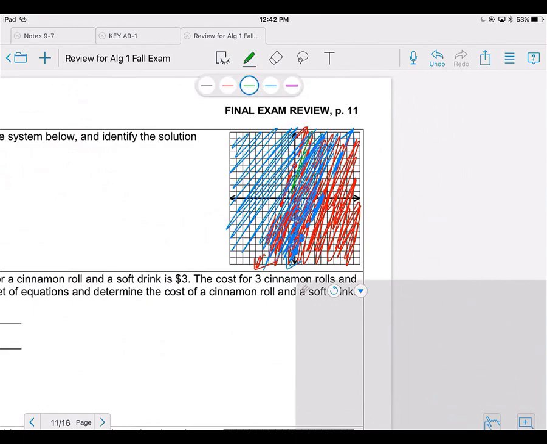And my solution set is where they cross. So where the red meets the blue, I'm coloring pink. And that is my solution area.